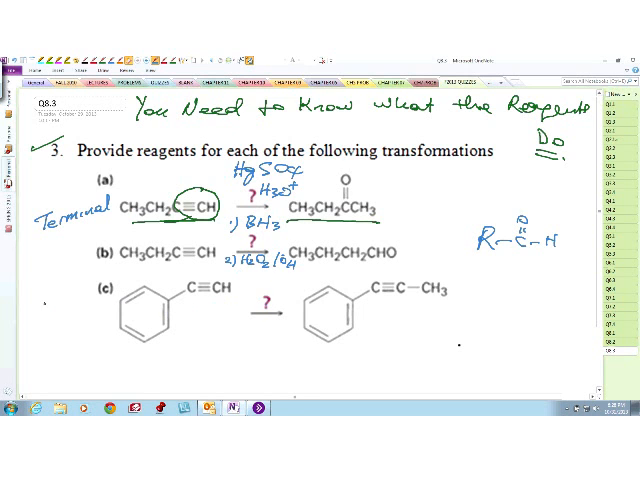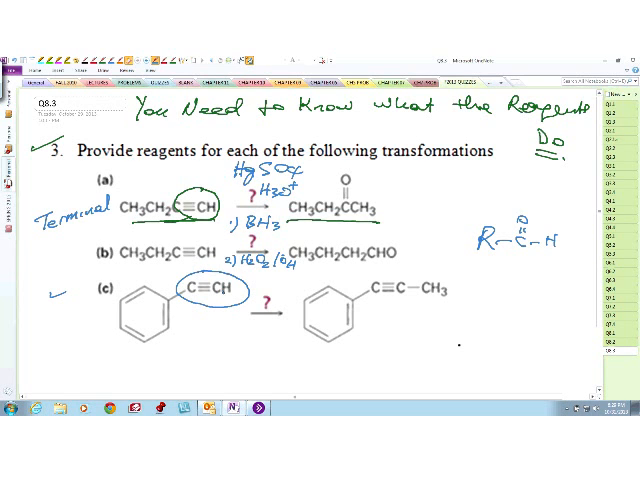About part C, this here. In this case, keep in mind we want to go from this alkyne, carbon-carbon triple bond. And if we take a look at the product, we actually have one more carbon atom in the product than in the starting material. So this tells us we need to attach a carbon atom, a methyl group, to this carbon. So we are forming a new carbon-carbon bond.